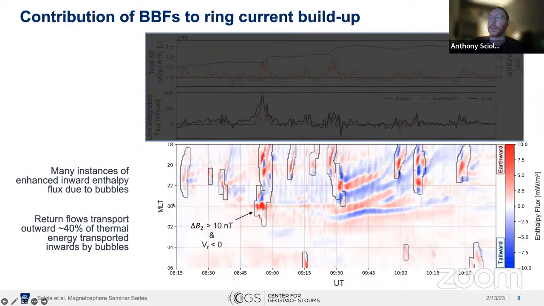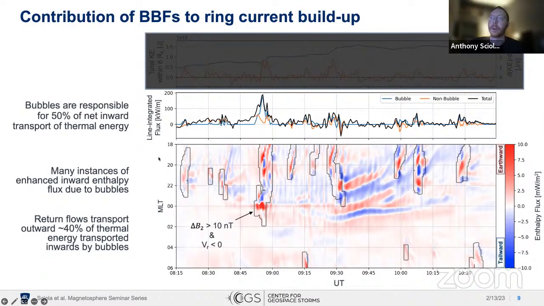But then what we can do is we can just very easily sum up for every point in time the net amount of inward transport of the enthalpy flux, or of the thermal energy contained within bubbles and outside of bubbles. And we find that the bubbles are responsible for 50% of the net inward transport for this simulation. And this is technically a lower bound, depending on what question you're asking.